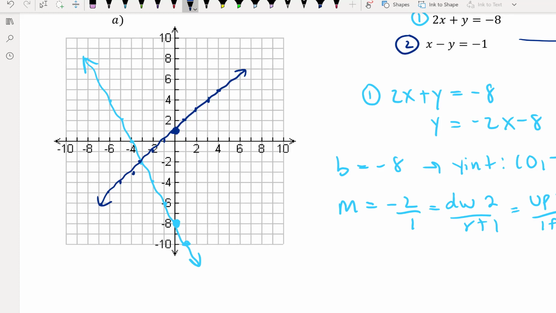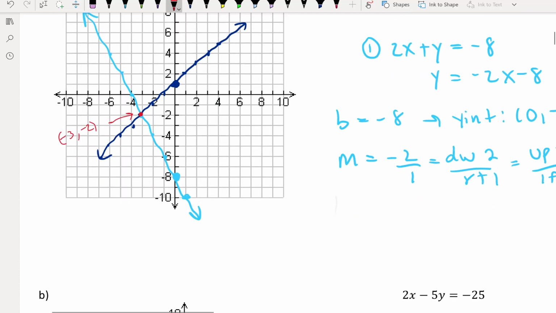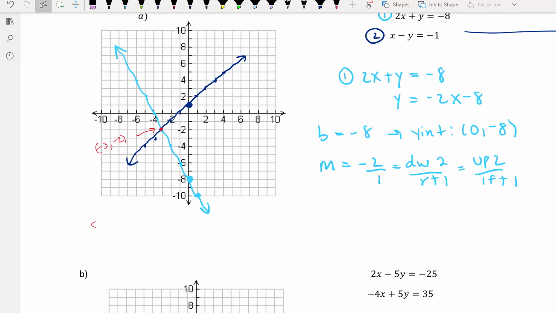Well, do the lines cross, not cross, or overlap on every single point? Well, in this particular case, it intersects in one special point. That one special point where they overlap is (-3, -2). So that is going to be my solution. So the solution ends up becoming the ordered pair where they intersect.